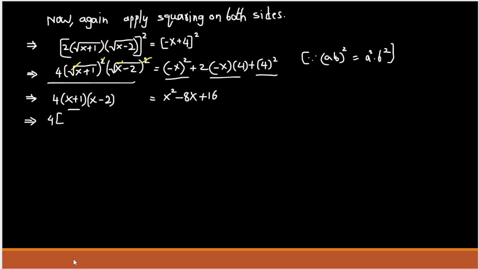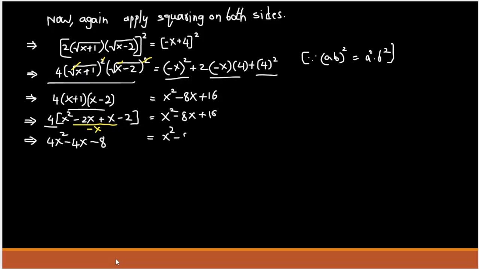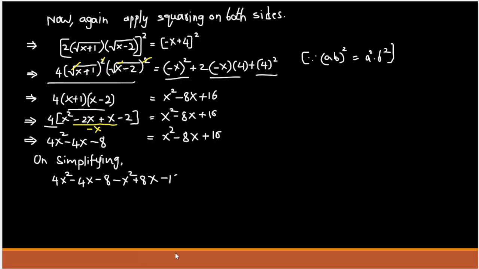Now we are multiplying x plus 1 and x minus 2. So we get 4 of x square minus 2x plus x minus 2 equals x square minus 8x plus 16. Now we are applying 4 into the bracket. So we get 4x square, minus 2x plus x is minus x, and 4 into minus x is minus 4x, and 4 into minus 2 is minus 8, equals x square minus 8x plus 16.